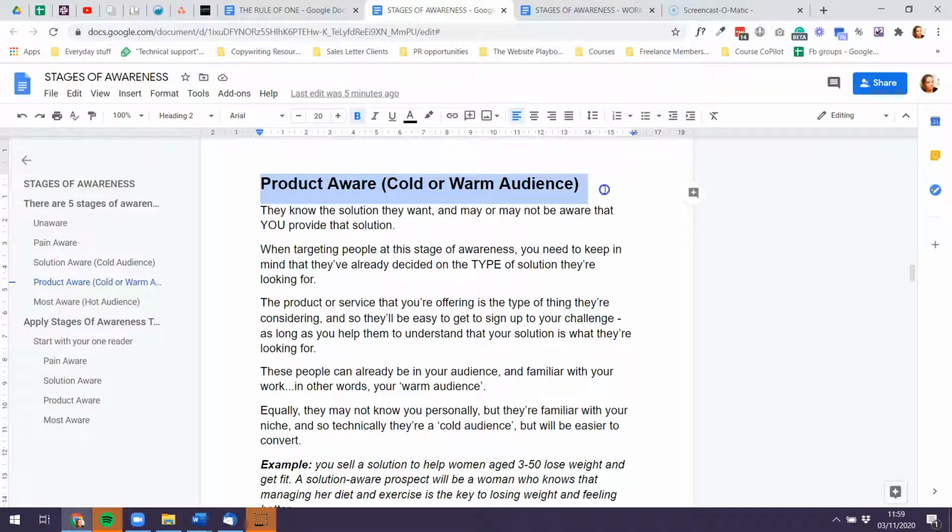Right, so your product aware audience, they can still be cold, but quite often they're warm as well. So, you know, they're going to be familiar to you. They can be a cold audience in the sense that they know that the specific solution that you have is the one that they want. They just haven't decided specifically that it's your one that they want.